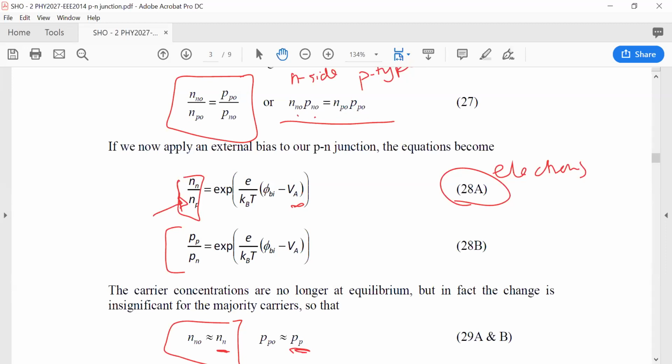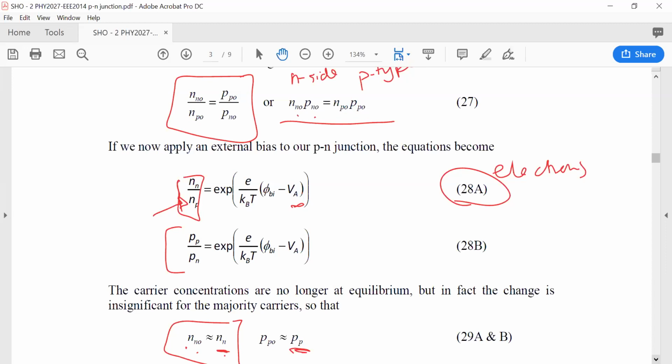And if you remember, the equilibrium values are N0 and P0. So yes, N_N will change and P_P will change when you apply a bias, both forward and reverse, but we're going to assume that they remain constant, and it's fair to do that because of the large numbers involved. So we then divide by the expressions 25 and 26.